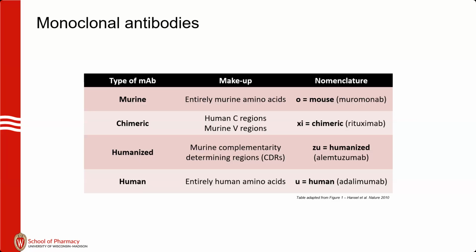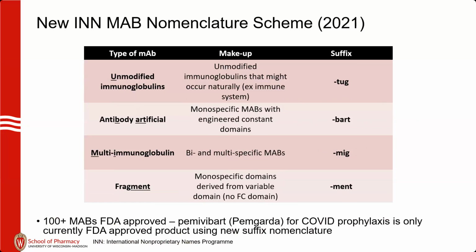Now, this is the old nomenclature, and it's still pertinent now, but I wanted to put in front of you this new nomenclature schema that was approved in 2021. These will be for future monoclonal antibodies that are put through, and this is helping to identify the function or the structure of the monoclonal antibody by using a novel suffix. There are 4 that are approved for products. You have them here on the slide. I will note that there are over 100 monoclonal antibodies that have been FDA approved, but only 1 so far has this new suffix. Pemivibart, which is easy to say, has recently been approved for COVID prophylaxis. It's the only current product that has this new suffix nomenclature. But I did want to make sure that you were aware that the MAB suffix is going away, and we will be using these 4 suffixes going forward.